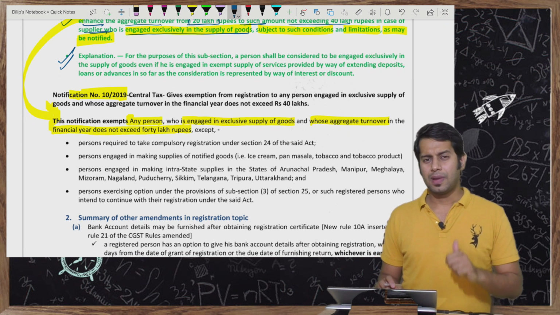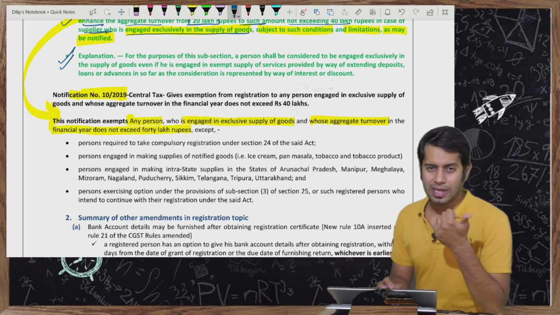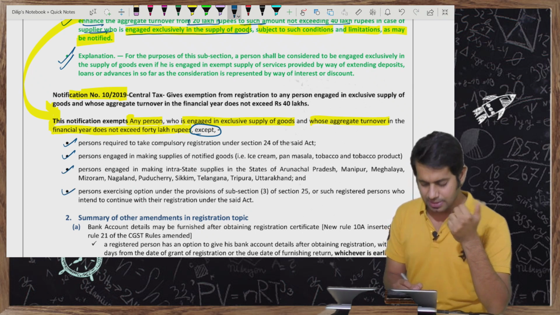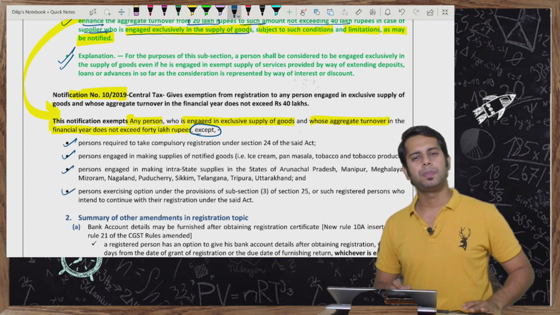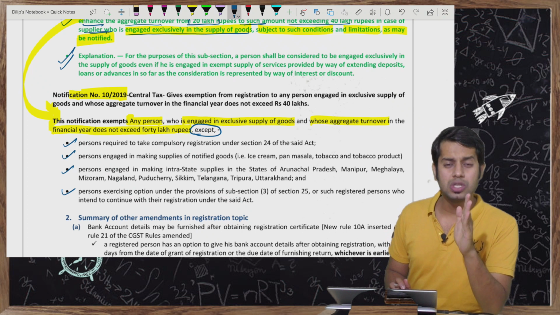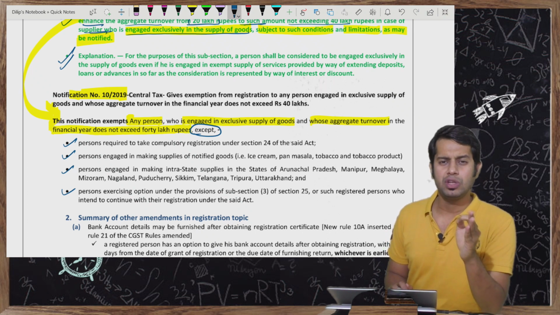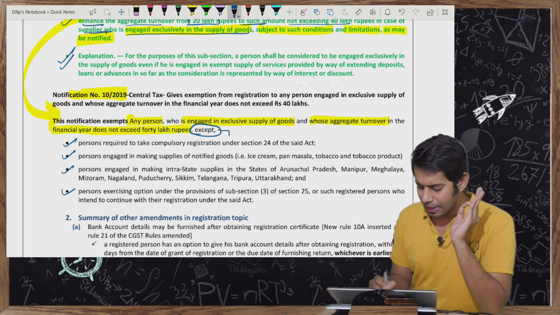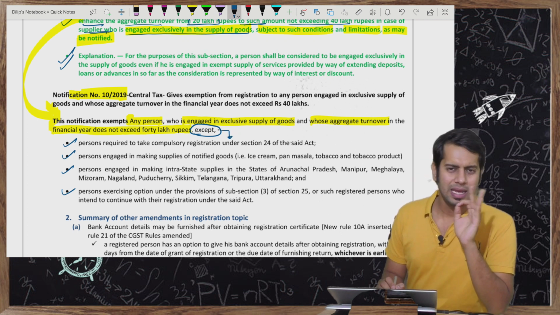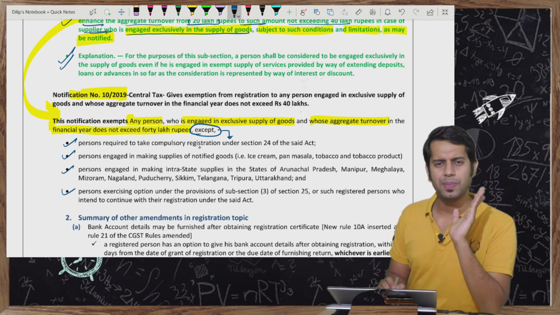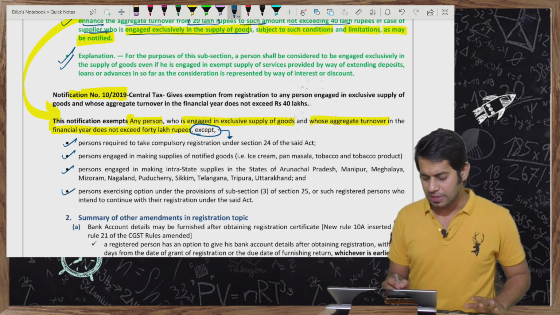Then you are exempt from taking registration, except in the following cases. Except for these people, any other person who is involved in the business of supply of goods only is exempt from taking registration up to rupees 40 lakhs.